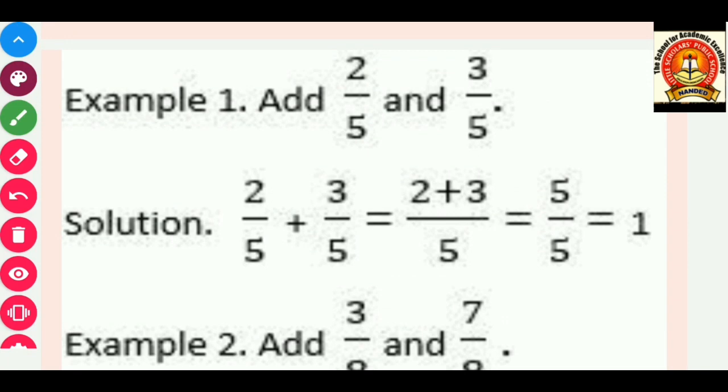As you can see in this example, we are having 2 by 5 and 3 by 5. You can see here this is an example of same denominators. So in this case we are just going to add the numerator part, that is 2 and 3. We'll get 5. 5 upon 5 is again 1.